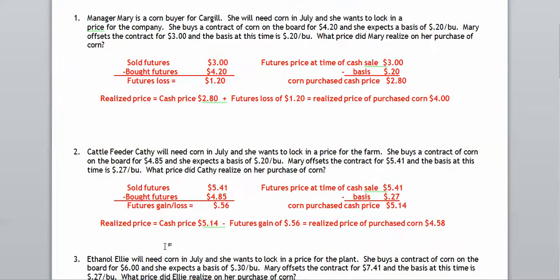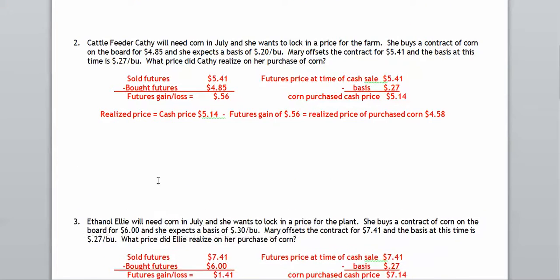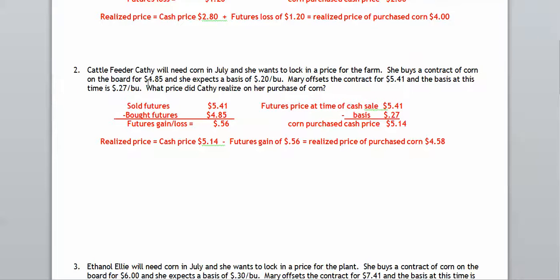Okay, number two. This time we're feeding cattle here. Cattle feeder Kathy will need corn in July. She wants to lock in a price for the farm. She buys a contract of corn on the board for $4.85. She expects a basis of 20 cents. So basically she's expecting to lock in a price for herself at $4.65. $4.85 is her initial purchase on the board, and she expects a basis of 20 cents. So 4.85 minus 20 cents is 4.65.